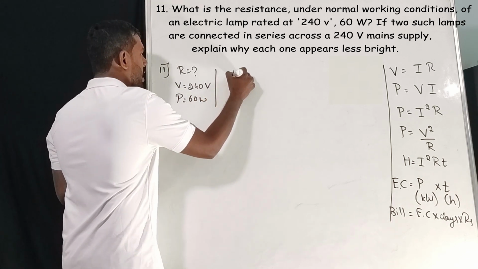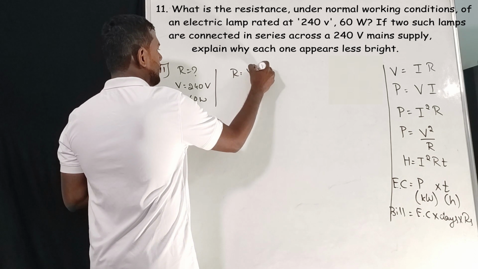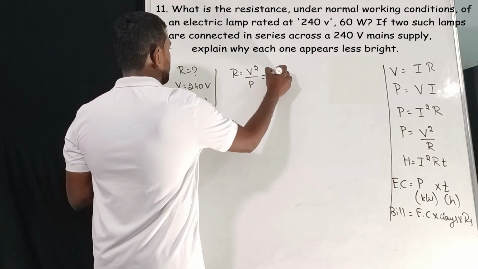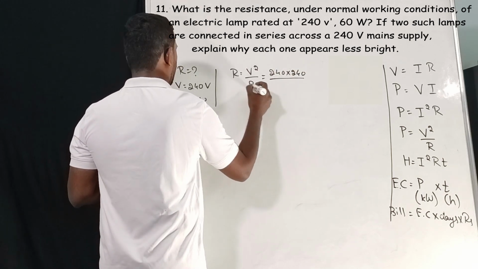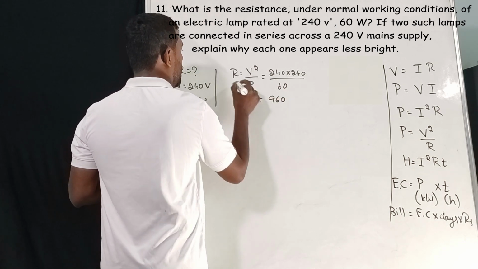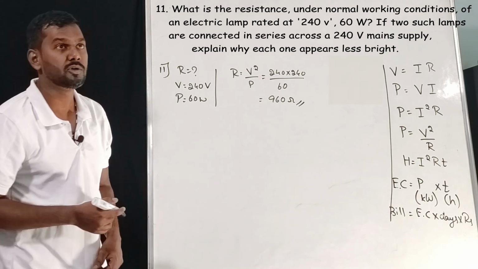So R is equal to, using voltage and power, R is equal to V squared by P, correct? V squared is nothing but 240 into 240 divided by power. Power is nothing but 60. So the answer will be 960. What we are finding? Resistance, so the unit will be ohms. Now we'll talk about the second one.